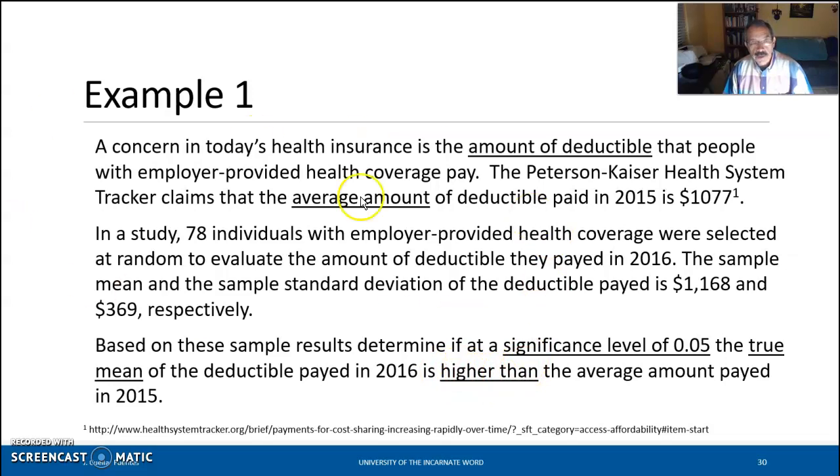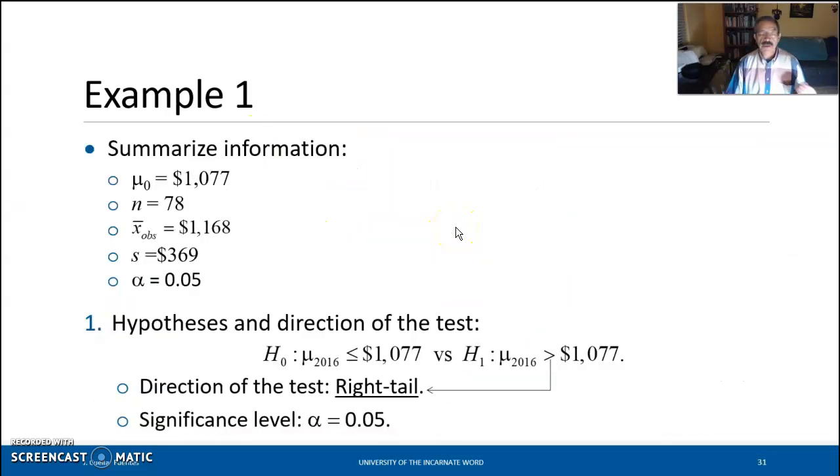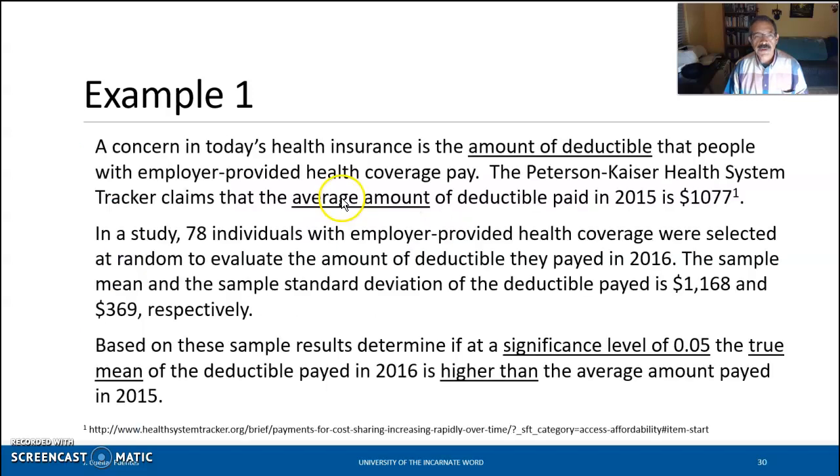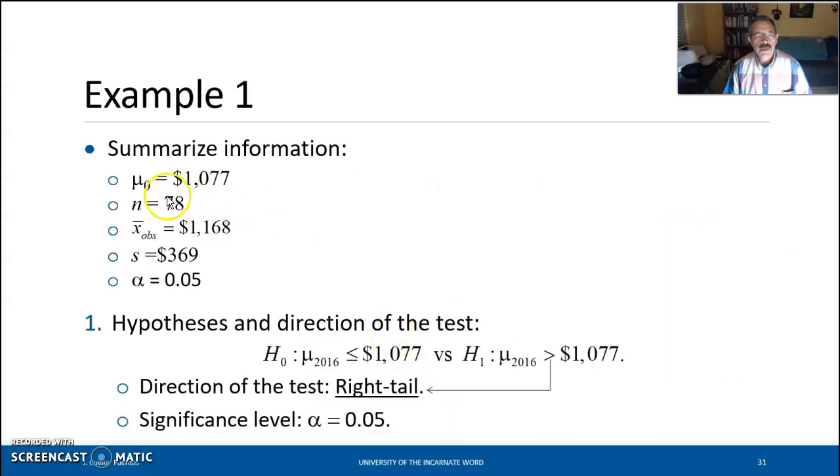All right, so with all this information, the first step when you start solving this problem is to summarize the information that is given to you in the problem. The very first thing you notice is this 1,077. This is the assumed value of the population mean, because we want to compare 2015 to 2016. So mu sub 0 is 1,077. The sample size is 78. The sample mean is 1,168. The sample standard deviation is 369. And alpha, the significance level, is 0.05.